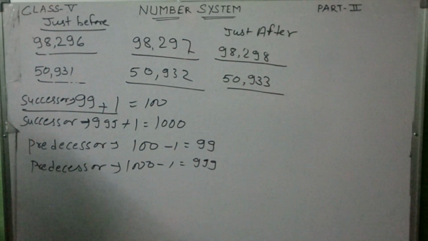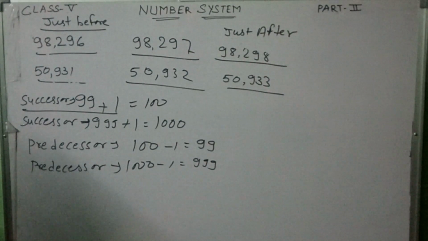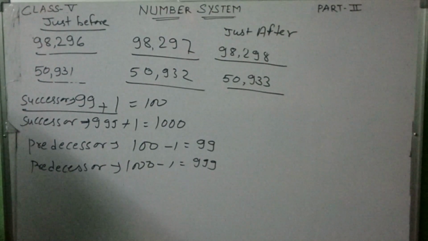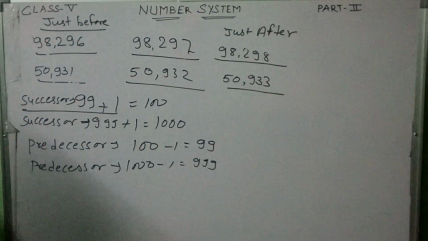Very simple. In short, successor that means plus 1, predecessor that means minus 1. If any number is given, you have to find the successor number, you just add one more to that given number. And if you have to find the predecessor, just subtract 1 from the given number. Then that is the predecessor of the given number. Okay.